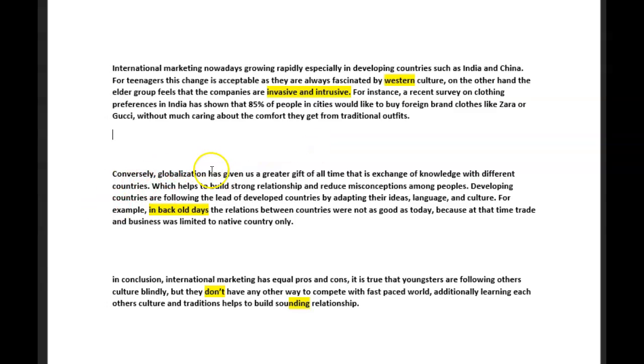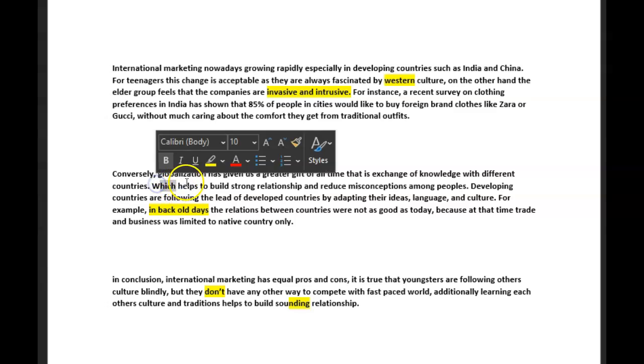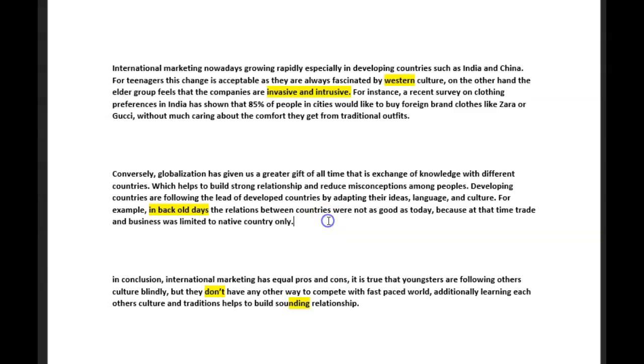Globalization has given us a greater gift. Now, we're not talking about globalization, we're talking about marketing, so be careful, you've gone off the point again. Has given us a greater gift of all time, exchange of knowledge to different countries. Yes, globalization probably has, but that's not the point that we want here. So you could say here, I'll correct what you've written, okay? This helps, or this has helped to build a strong relationship and reduce misconceptions among people.